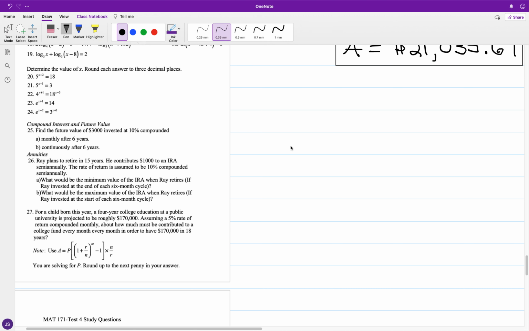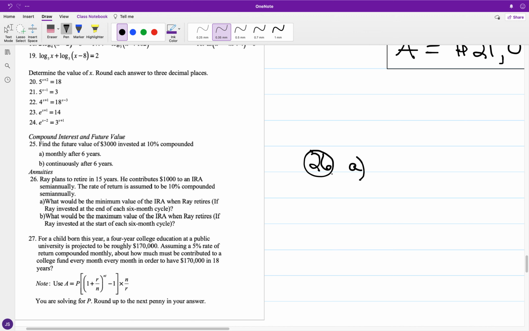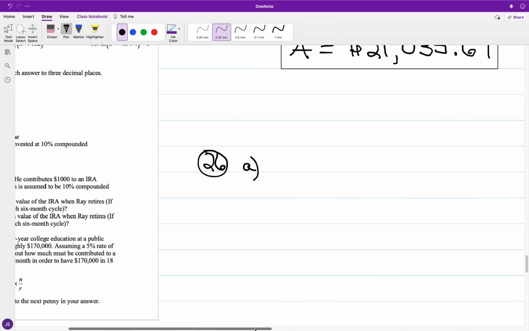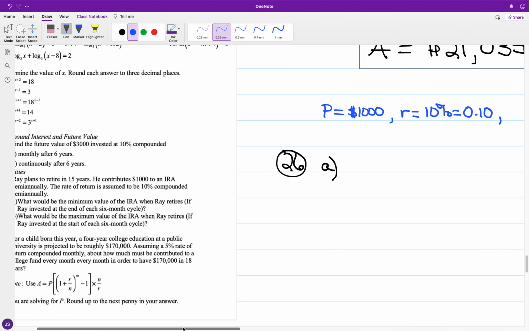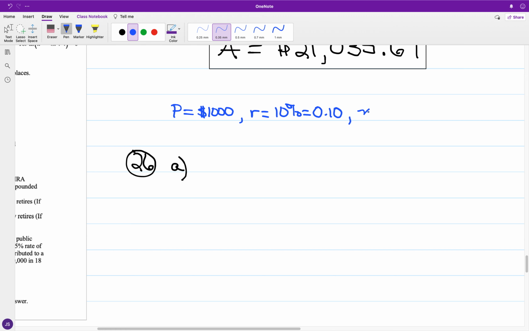So for number 26, part A, again we have the backdrop. You had the principal at $1,000, and the rate we have at 10%. And since we have semi-annually, N is going to be equal to 2, twice a year, or every half a year. And the time span we're going to have is 15 years.